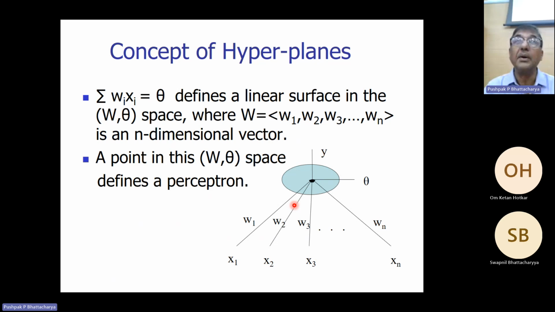So we have to deal with a homogeneous equation. So we treat theta as another weight and as another coordinate in the space. So a point in this w theta space defines a perceptron. Every point defines one w1, w2, and theta value, and that corresponds to a perceptron. What function it computes depends on where this point is placed. So we'll understand this going forward.